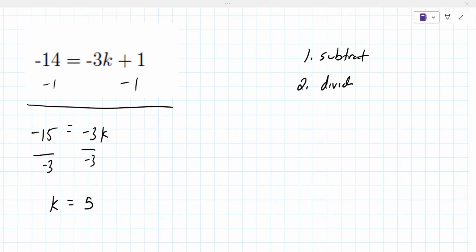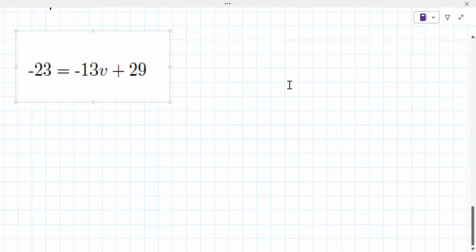It is exactly the same steps, just different numbers. Give this one a try, please.